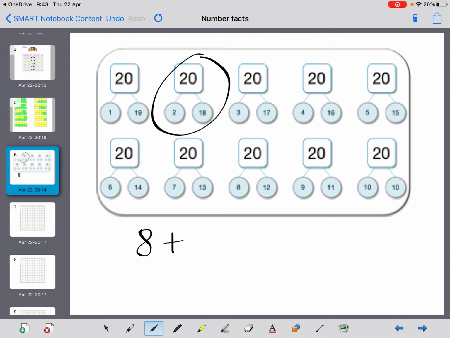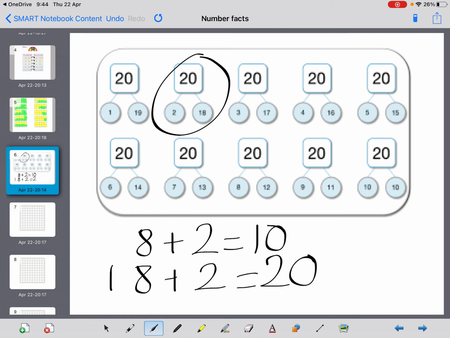I know that 8 and 2 make 10. So I know that 18 and 2 make 20. So it's all about using different facts to help me work out other areas or other addition sentences.